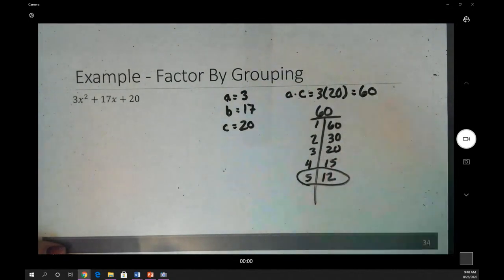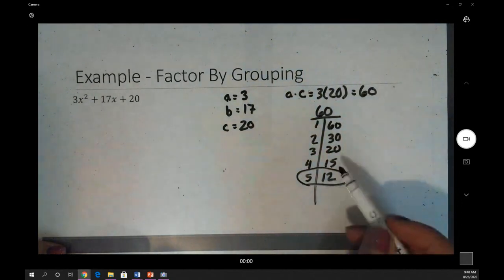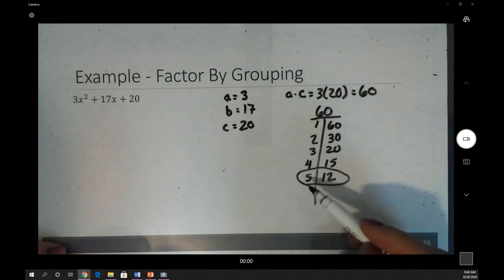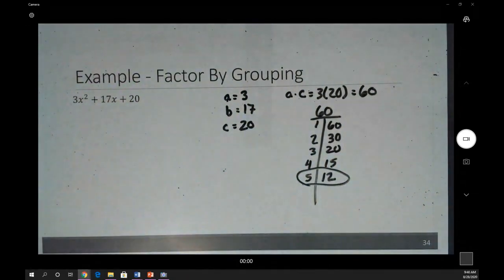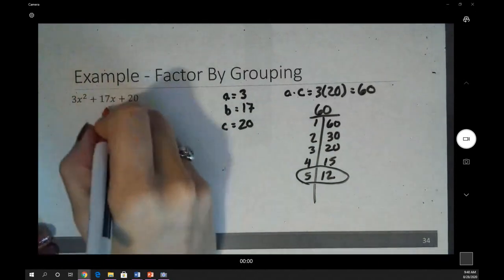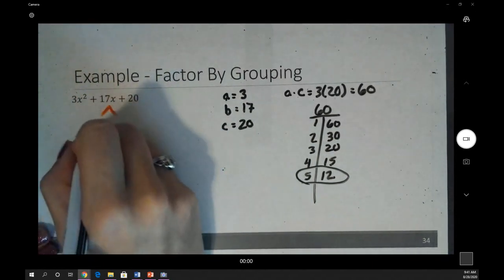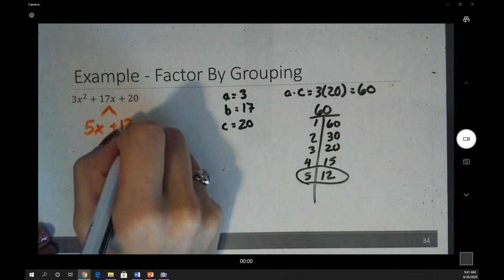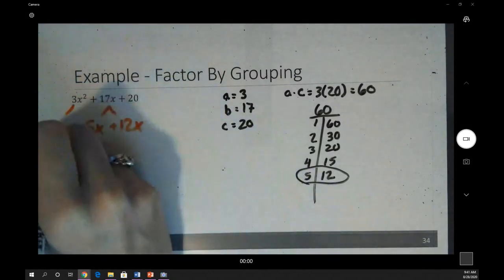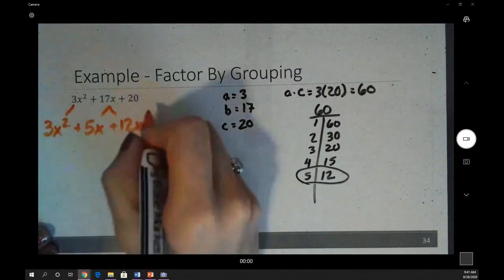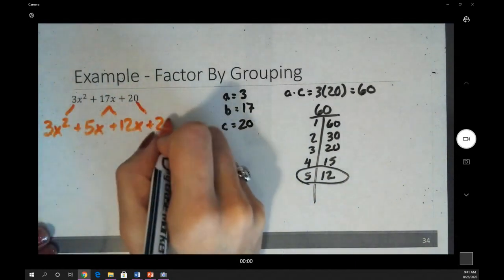If this were a -60, this would be a whole other story. But for positive 60, we need either 2 positives or 2 negatives. So in this case, we want the 5 and 12 because they add to give us 17. So now I get to break my middle term into 2 terms. So that 17x is going to break into 5x and 12x, and that was a positive 5x. I need to bring down my 3x squared and my positive 20.